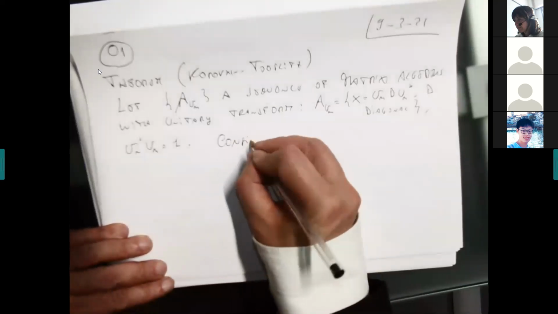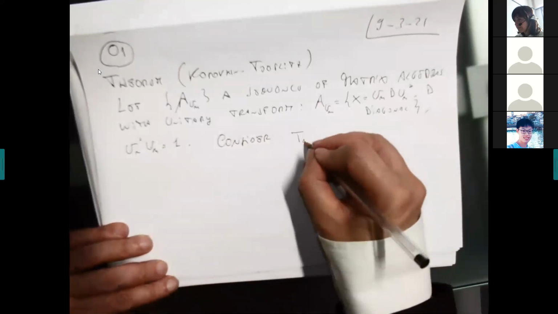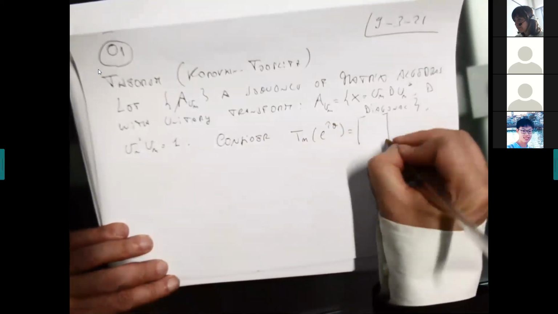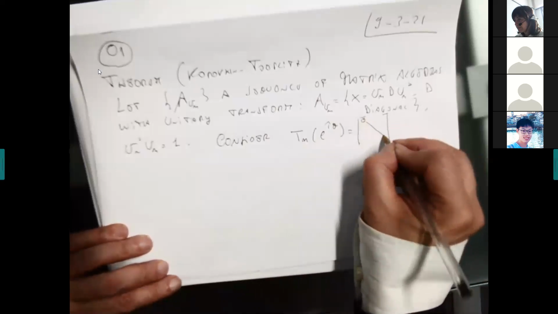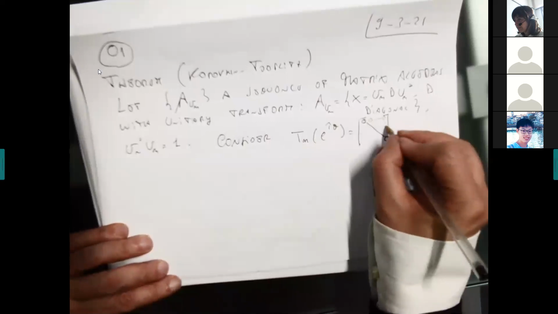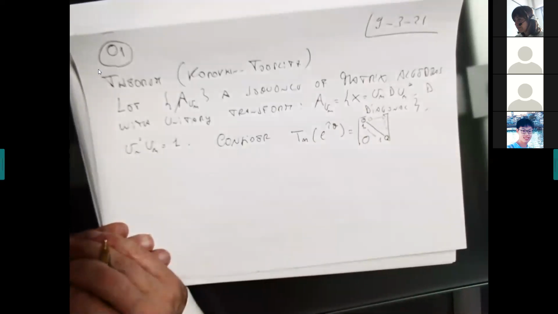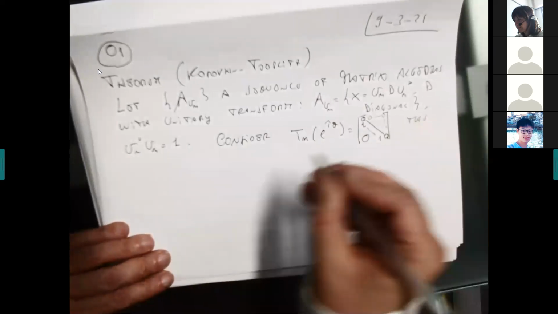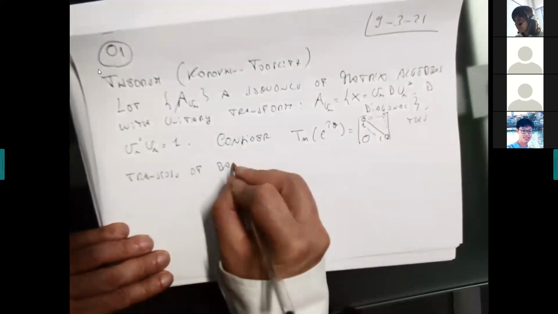So consider a single matrix, very simple, Tn of e^{i theta}. So the Toeplitz matrix generated by this Fourier monomial. So it will be 0 on the diagonal and 0, 0, 0. Here there is 1, 1, 0. So it's very, very simple. It is the transpose of a basic Jordan block.